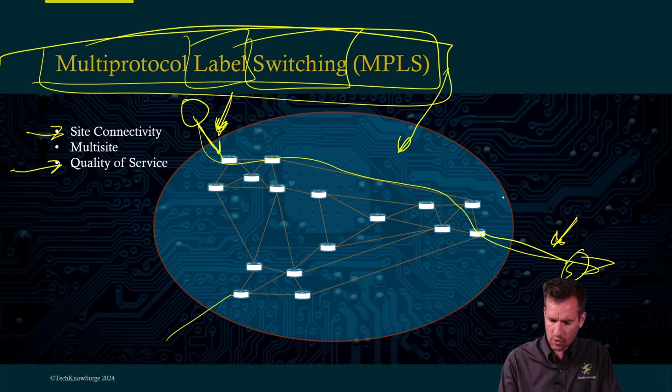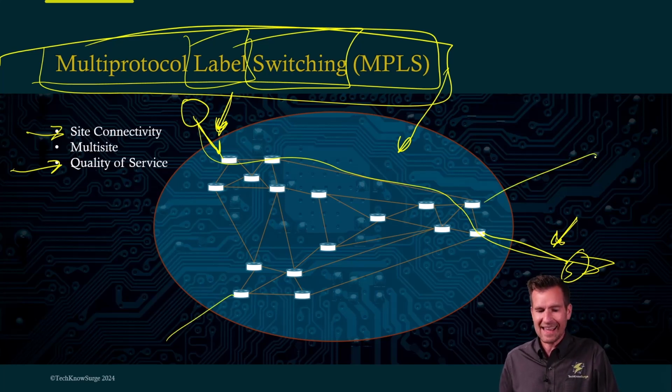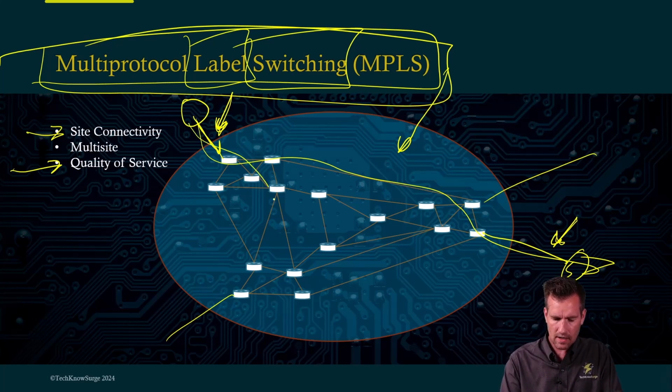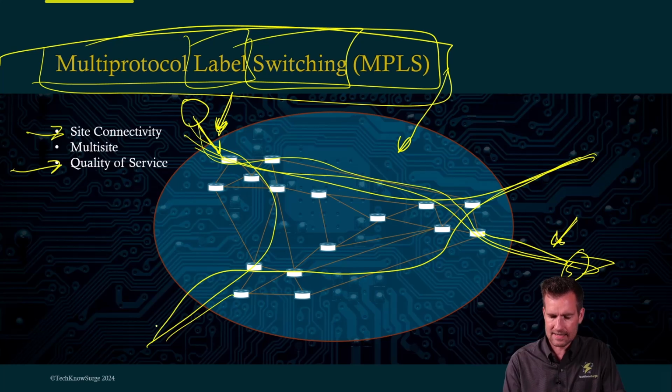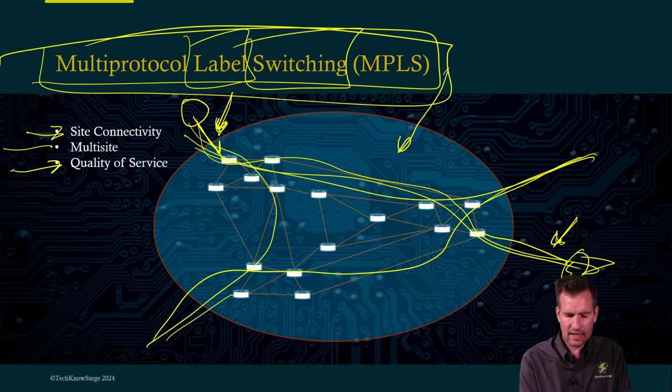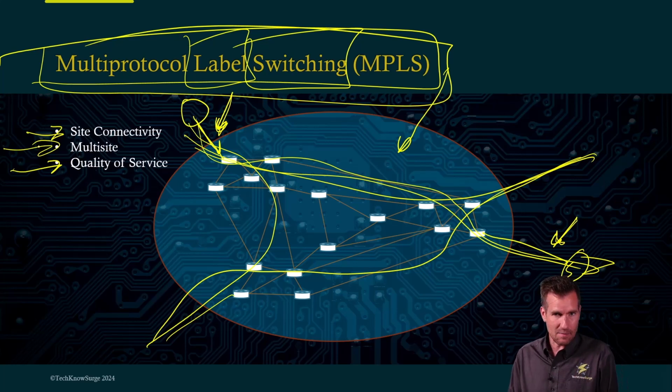Another thing is we can create a full mesh without any extra lines. We can create connectivity from all of these different sites really easily, and we can have that full mesh. So it really allows us to do a lot of capabilities when it comes to MPLS.